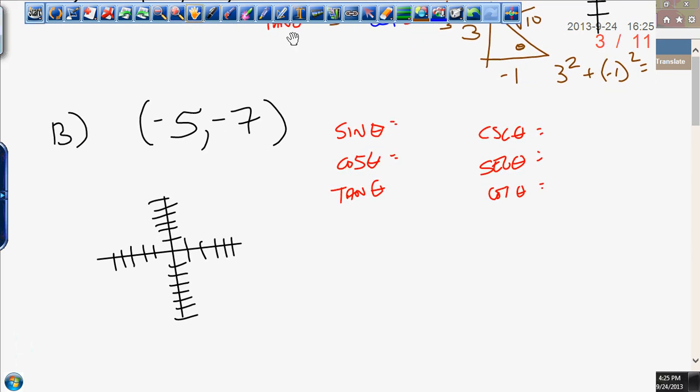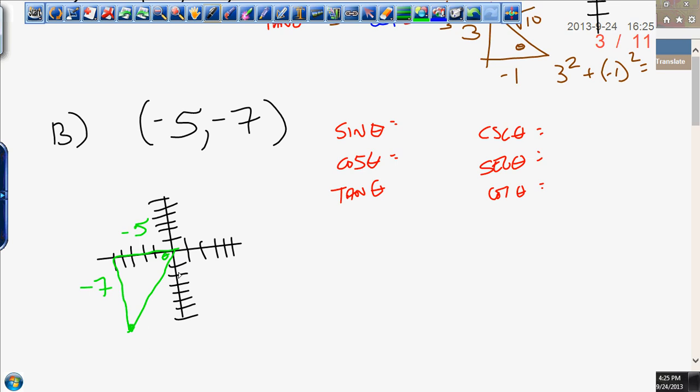And then we have another one, negative 5, negative 7. So negative 5, negative 7 is down here. That means my hypotenuse is there. That means my theta is right there. So I went to the left, negative 5. I went down, negative 7.